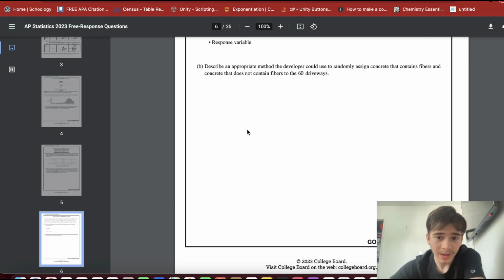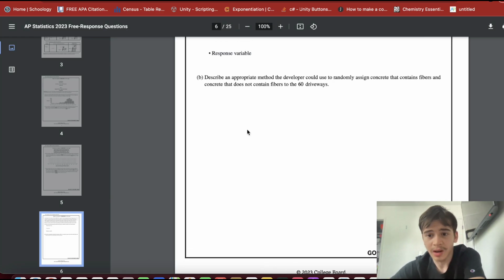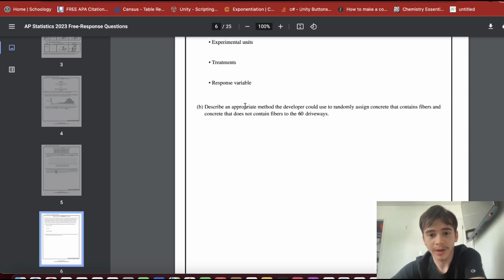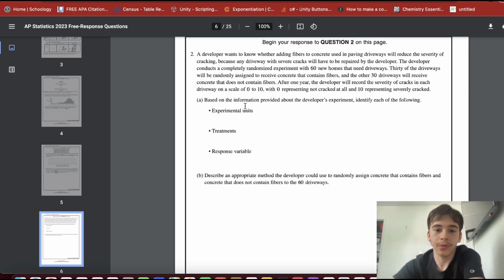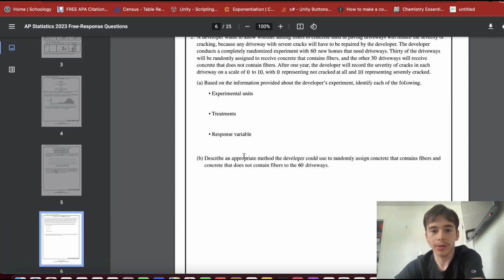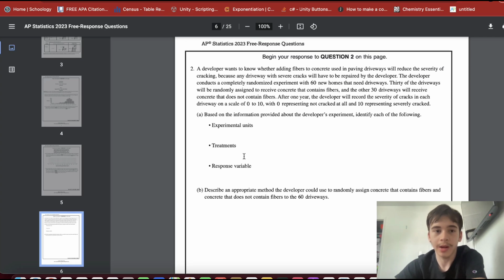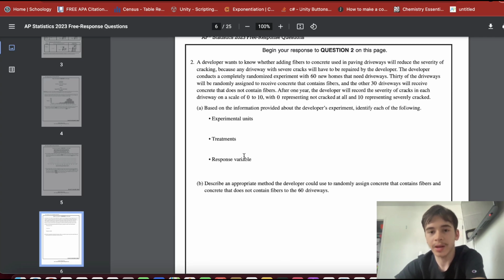Describe an appropriate method the developer could use to randomly assign concrete that contains fibers and concrete that does not contain fibers to the 60 driveways. Okay, well, you could begin with labeling. You would label the 60 new homes from 1 to 60. And then for randomizing, you just use a random number generator to generate 30 unique numbers that are non-repeating.